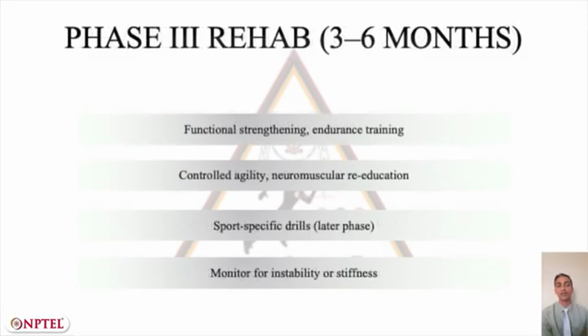Phase 3 of rehab focuses primarily on restoring functional strength and endurance. Neuromuscular training is emphasized to prevent faulty movement patterns. The emphasis is not just on the number of repetitions and sets completed, but mainly on the quality of the movement and how closely the action replicates the one from before the surgery. Controlled agility and eventually sport-specific drills are introduced in this phase.